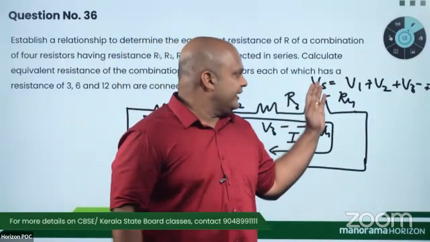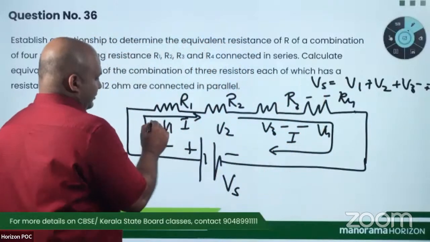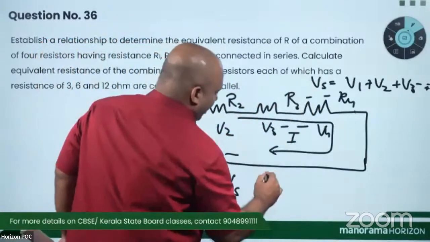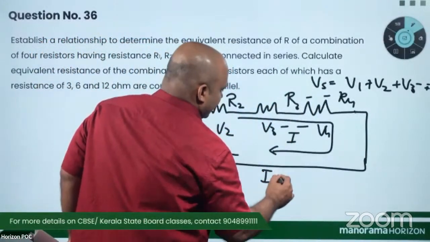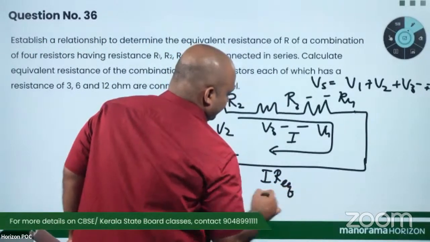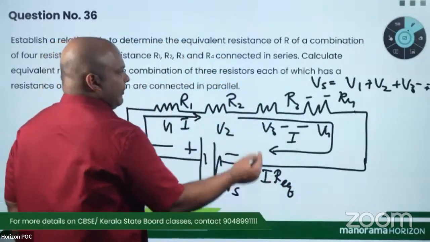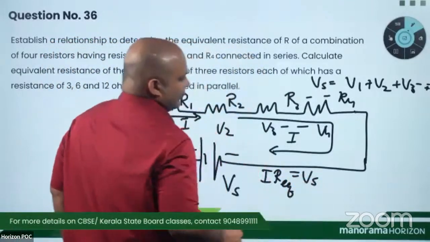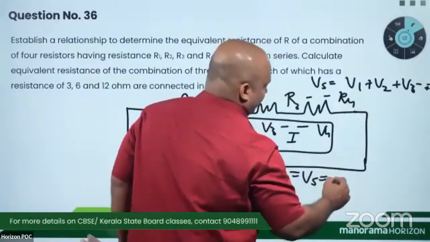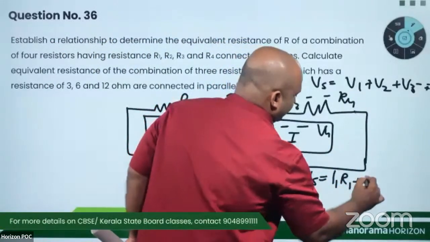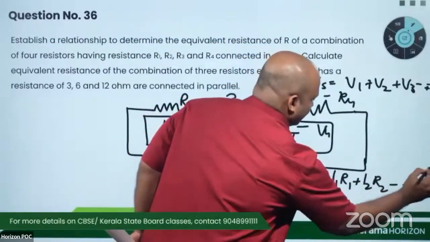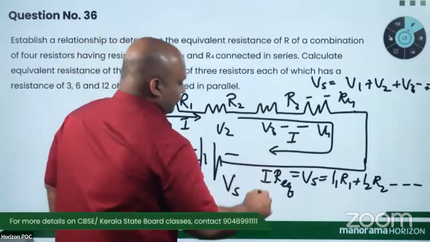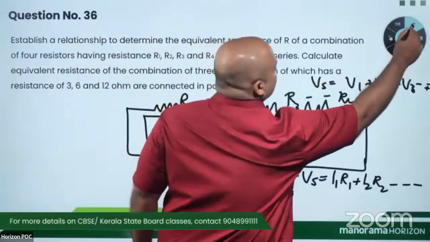Now, we can say that there is a current I traveling in this entire arrangement, and that current multiplied by the equivalent resistance of the circuit is equal to Vs. This is equal to I1 R1 plus I2 R2 and so on, right? So I3 R3, I4 R4 and so on. So we can say, I'll erase this now.